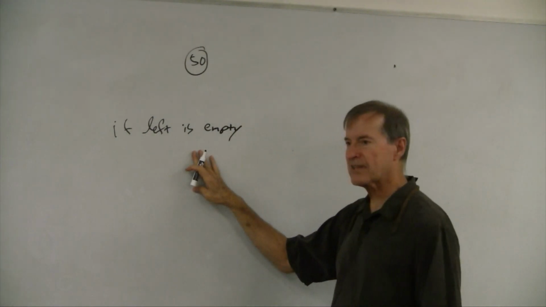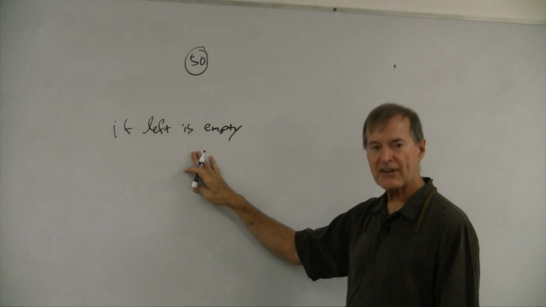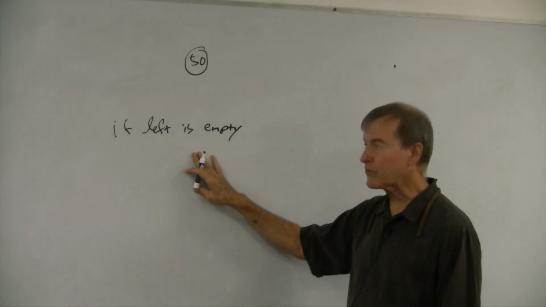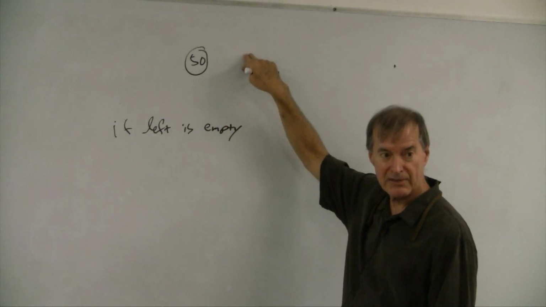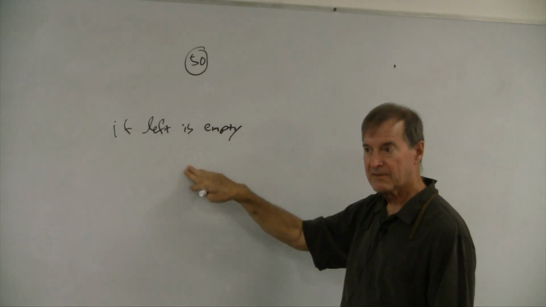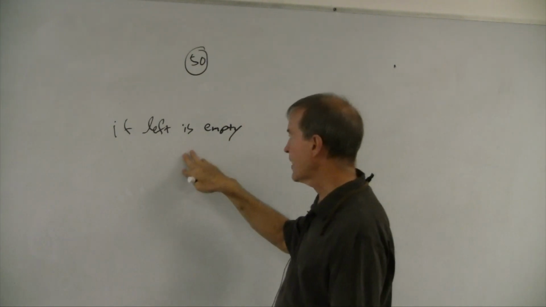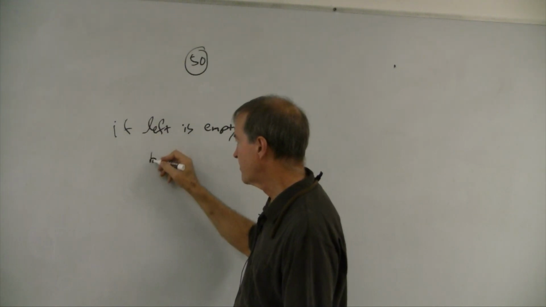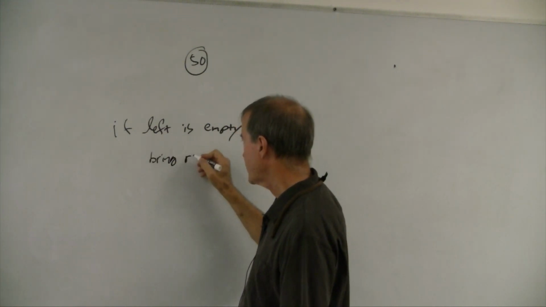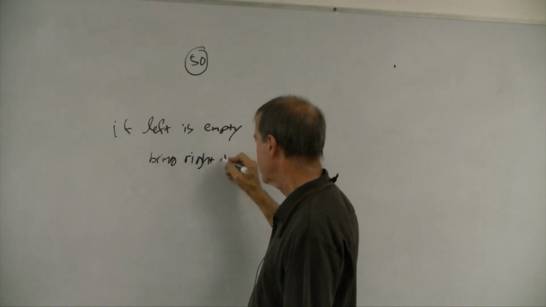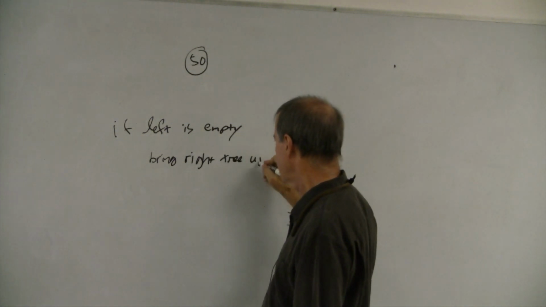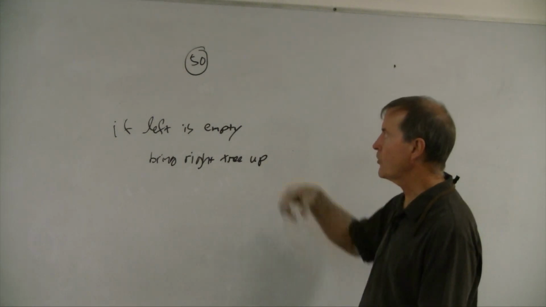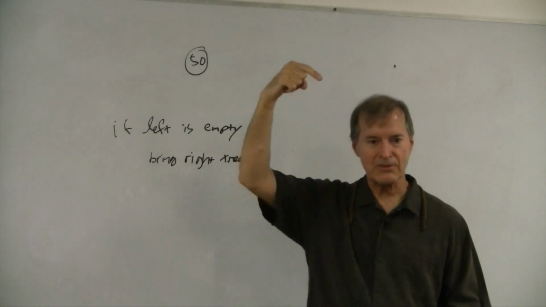If you say if left is empty, you definitely can do it regardless of whether the right is empty or not. Are you with me? Because if the right is empty, you're just removing this, but it becomes the empty tree. Is everybody clear? So what you do, if the left is empty, then you bring the right tree up. Does everybody see what we're saying?